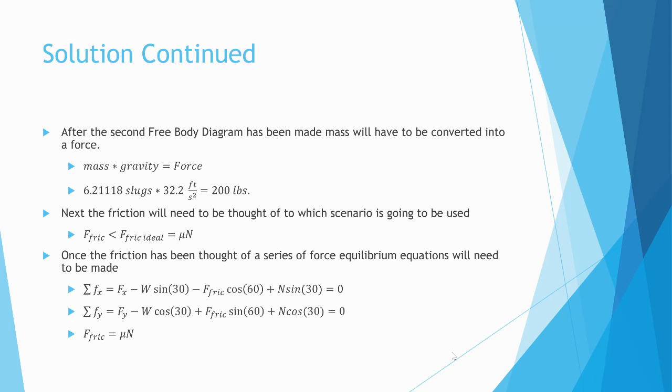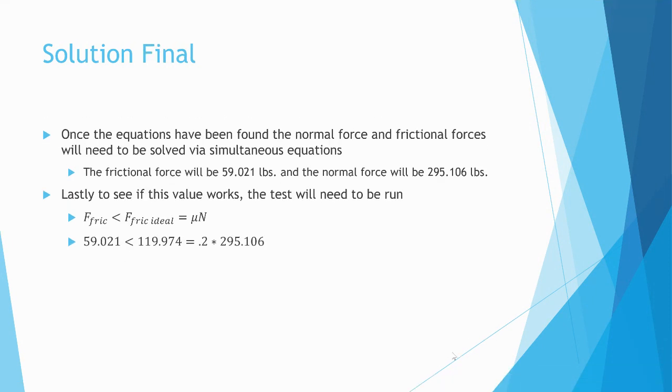With that, the force equilibrium equation will need to be made with X and Y, and for the friction, it's going to have its own equation, as can be seen. They will need to be simultaneously solved again, in which the frictional force will be 59.021 pounds and a normal force of 295.106 pounds. And then, as I said earlier, it will need to be tested. And so it can be seen here that it does work out in the end.